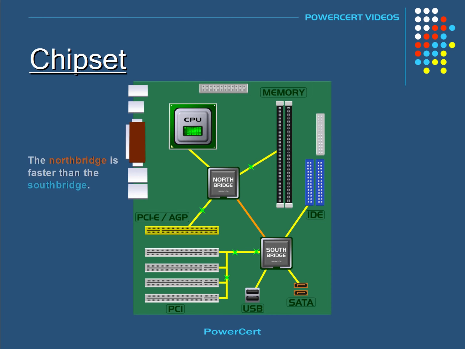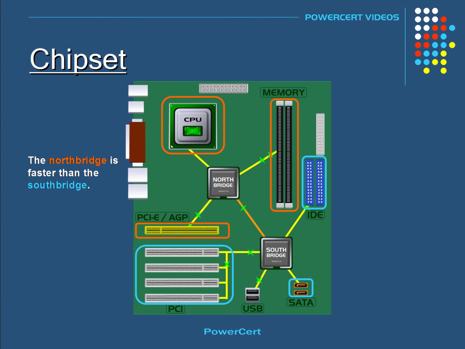The North Bridge is faster than the South Bridge, because the CPU, the PCIe, AGP, and memory are the most used and most important components of the motherboard, so they need to operate at the highest speeds possible. The slower South Bridge communicates with the PCI bus, SATA and IDE connectors, and USB ports, and they don't need to be as fast as the other components. So basically the higher speed components are connected to the North Bridge, and the slower components are connected to the South Bridge.